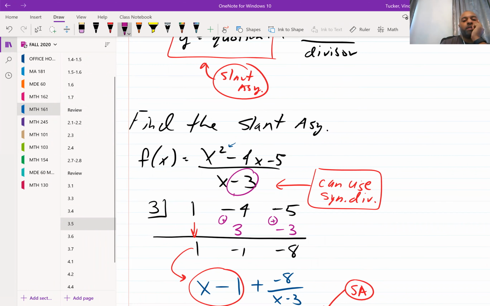So use your opposite sign. Use 1, -4, and -5 for your coefficients. Bring down 1. 3 times 1 is 3. -4 plus 3 is -1. 3 times -1 is -3. Add -5 and -3, you get -8 as your remainder.